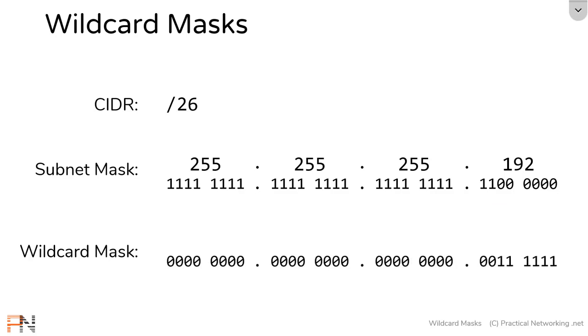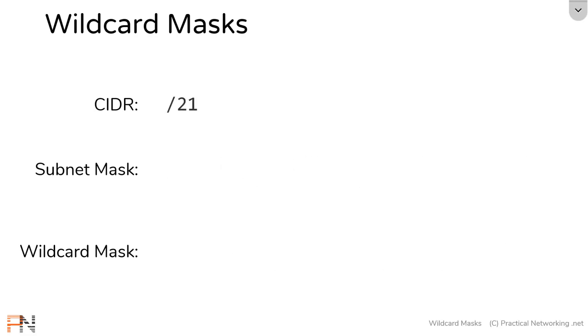And again, if we translate each of those octets into their decimal counterparts, for these 3 octets, we would have the decimal value of 0, and then for this guy, we would have the decimal value of 63. That's all a wildcard mask is. Let's go ahead and show you another one.